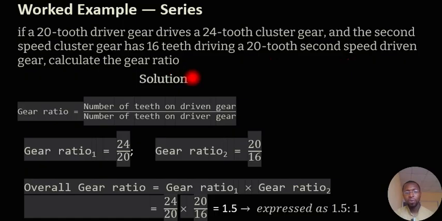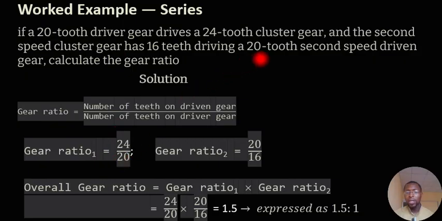Calculate the gear ratio. Now gear ratio generally, the formula is number of teeth on driven gear over number of teeth on driver gear. So we are going to take the gear ratio one at a time. Now the first sentence said a 20-tooth driver gear. So we have the driver gear here, that is 20, which drives a 24-tooth cluster gear. So this is the driven gear. So when you calculate the gear ratio 1, it will be 24/20.